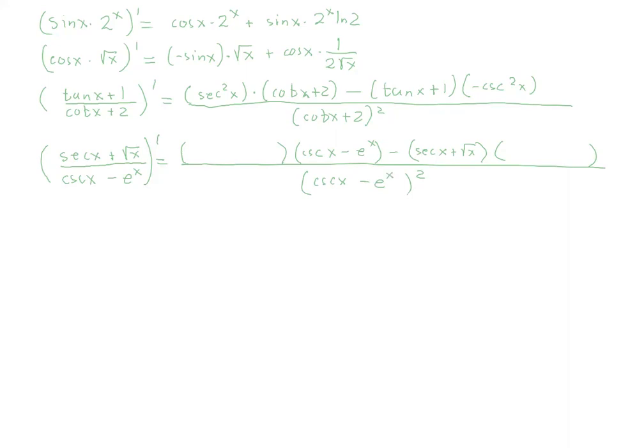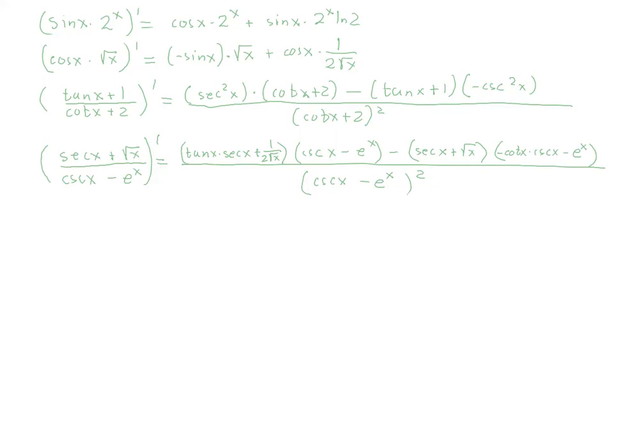And now you need to put on the first parenthesis the derivative of the numerator. And that's tangent x times secant x plus derivative of square root of x, which is 1 over 2 square root of x, and negative cotangent x times cosecant x minus e to the x.